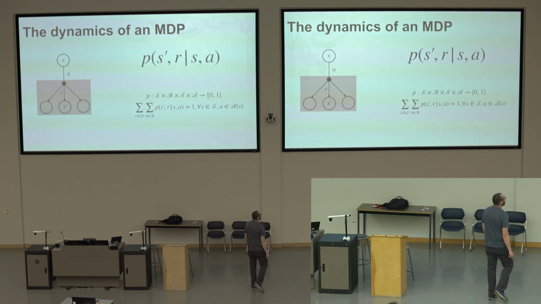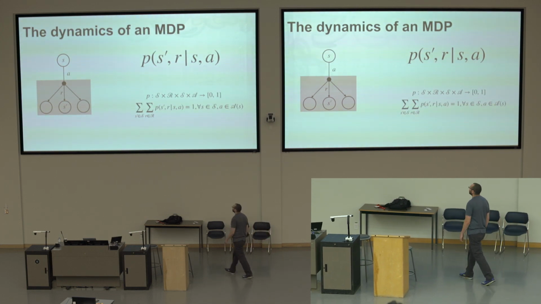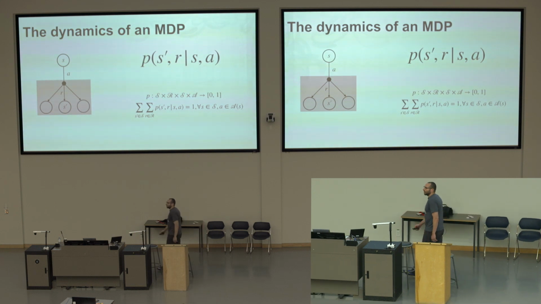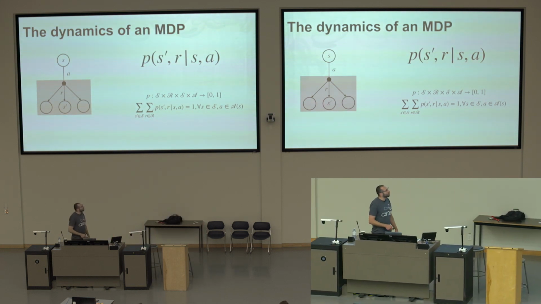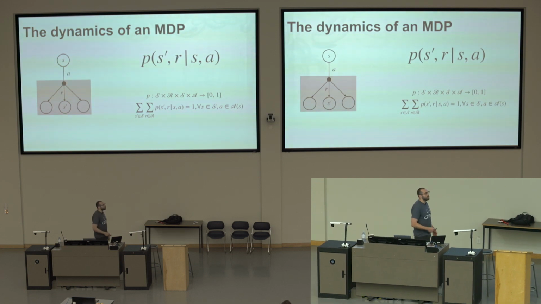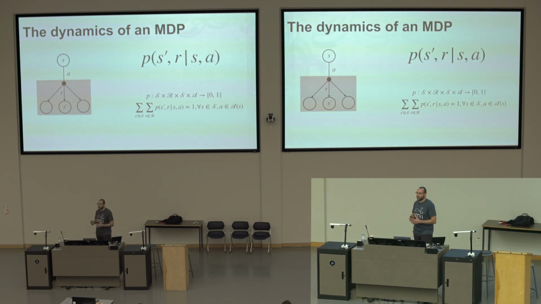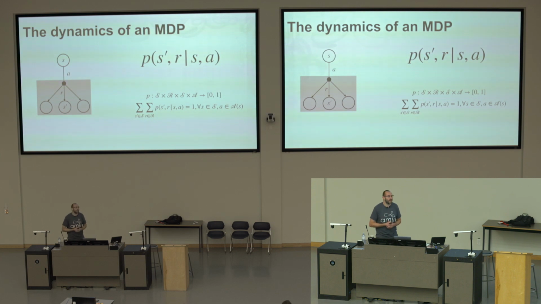This obviously has to satisfy some basic rules of probability. It's a function from states, rewards, next states, and actions to a probability between 0 and 1, and those have to sum to 1 for every state and action over all the possibilities.